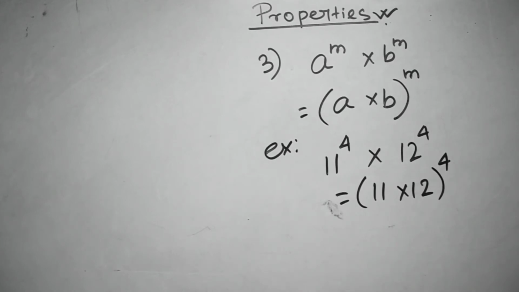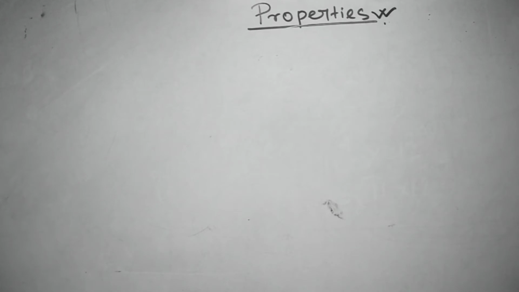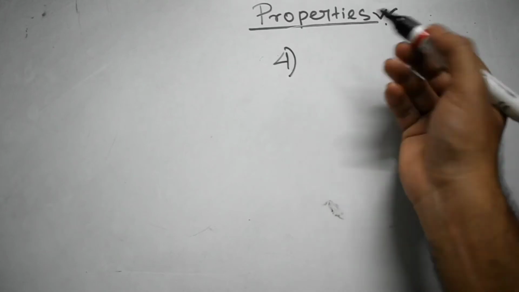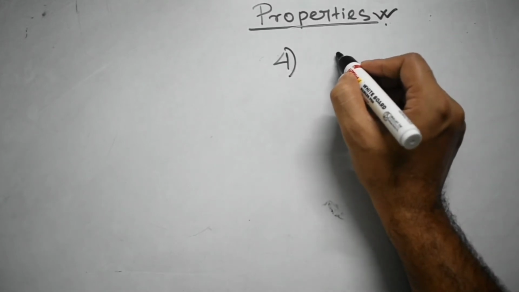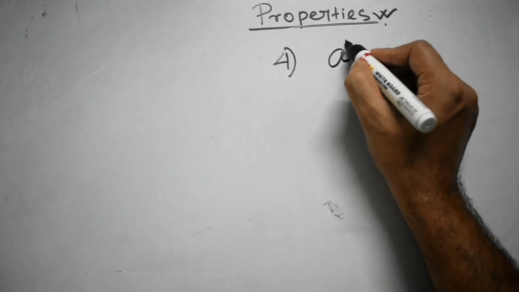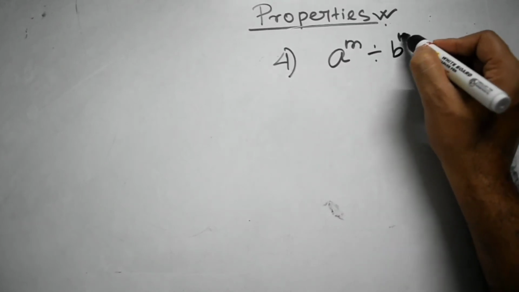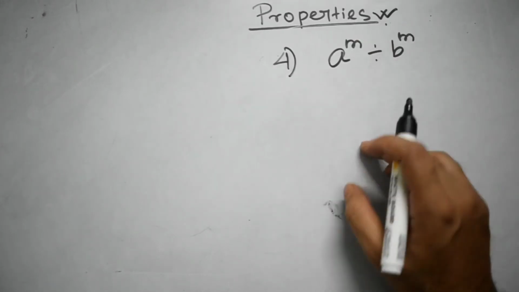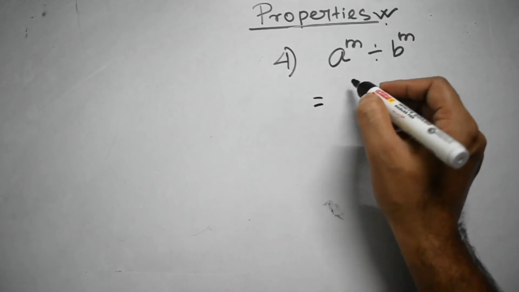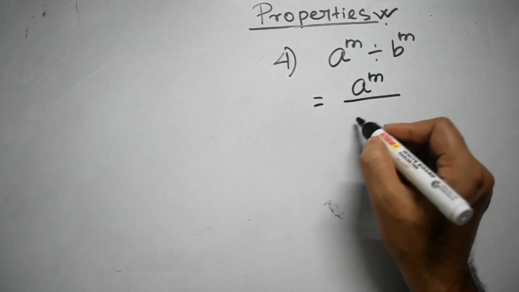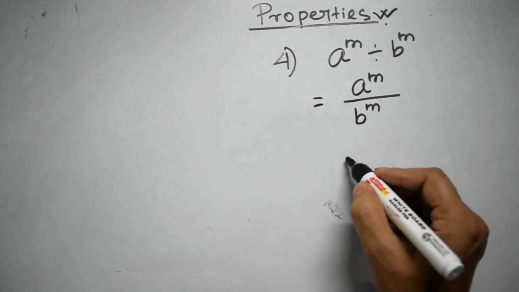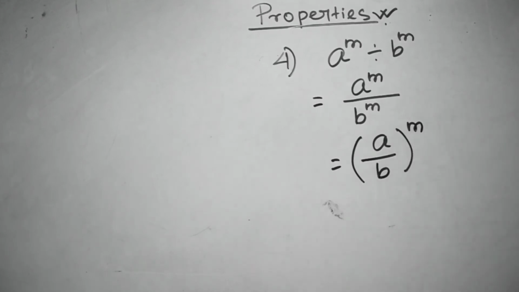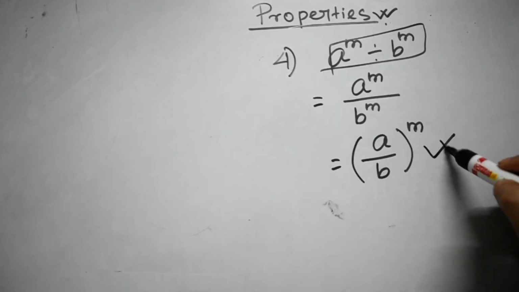Let's talk about the fourth property. Suppose we have a to the power m divided by b to the power m, that means we have different base, we have a division sign, but the power is equal. That means it can be written as a to the power m by b to the power m, and it will become a by b to the power m. This thing can be written like this.